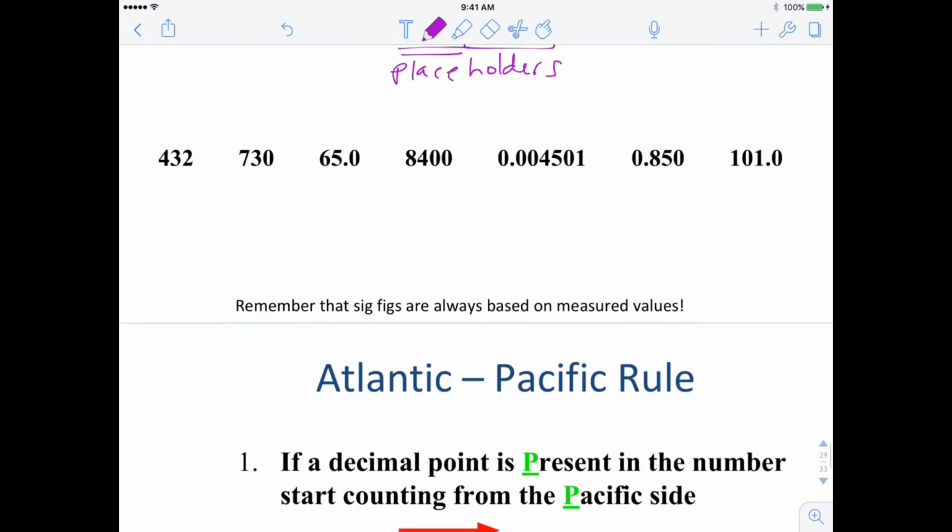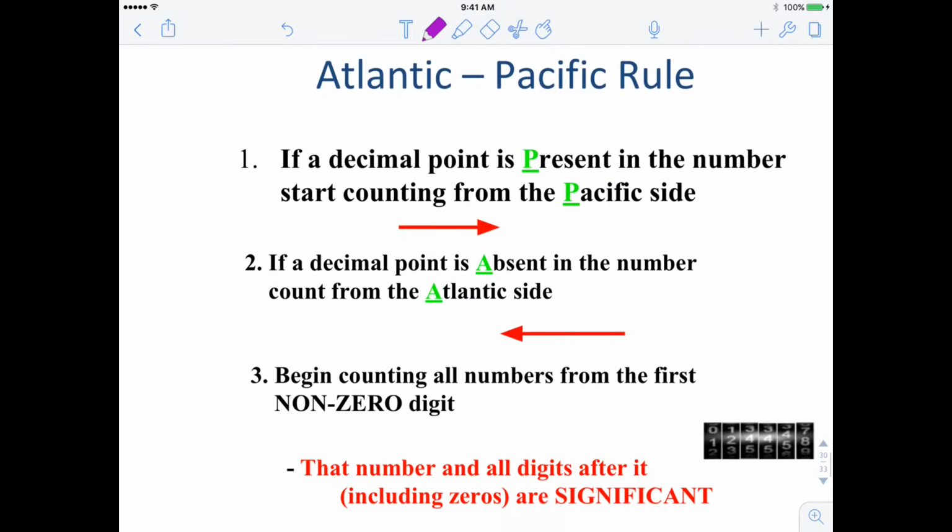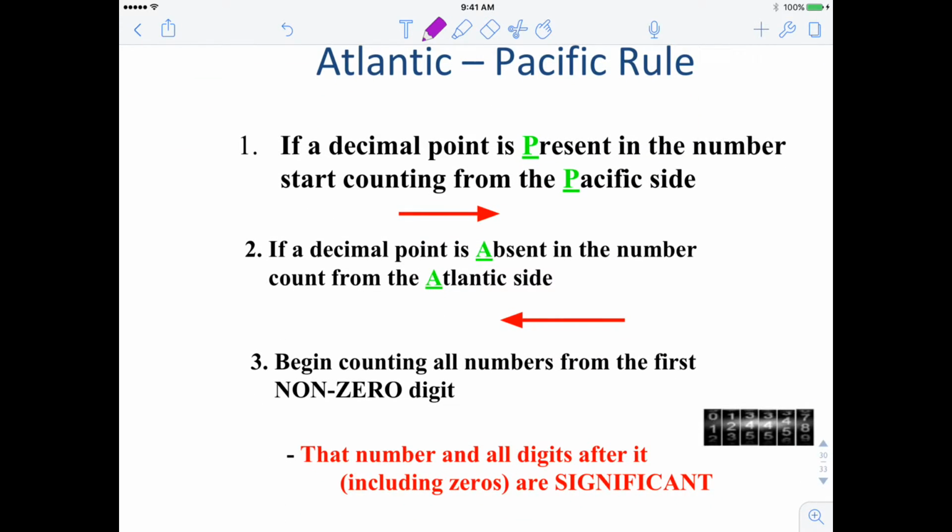In your notes, it's a little bit out of order. I moved it in my notes to go along with this. So the Atlantic-Pacific Rule summarizes how to deal with zeros. If there's a decimal point present, then you start counting from the left side of the number, the Pacific side, and you skip all the leading zeros. If a decimal point is absent, then you count from the Atlantic side, from the right side, and you skip all the trailing zeros.